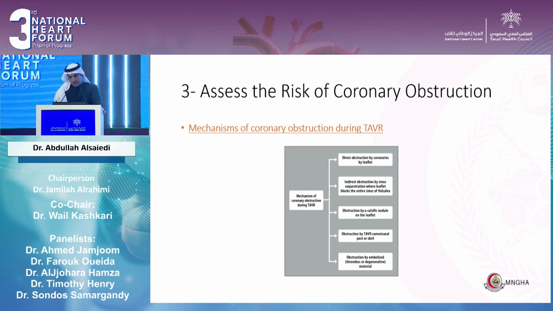We'll talk generally about direct obstruction of the coronaries by leaflets, or indirect obstruction by sequestration, where leaflets block the entire sinus of Valsalva. It could also happen from a calcified nodule of the leaflet itself. It could happen from the TAVR commissural post or skirt. Then obstruction could be by embolization, happening during the procedure by thrombus or degenerative material.